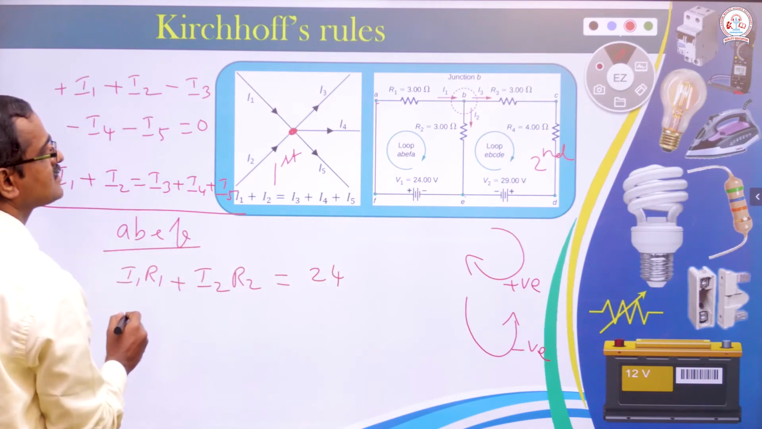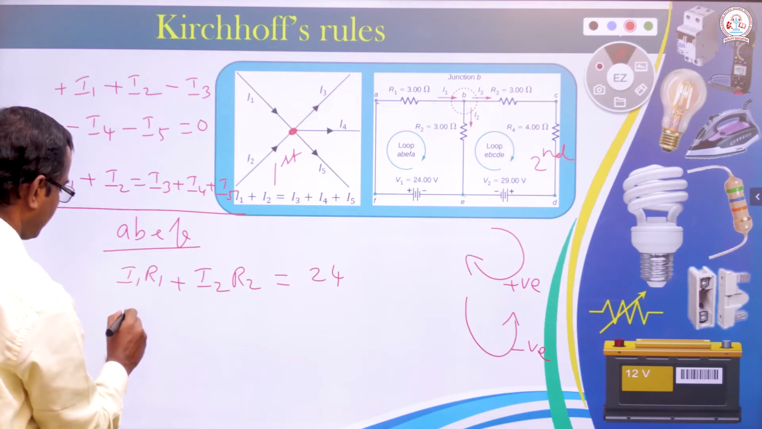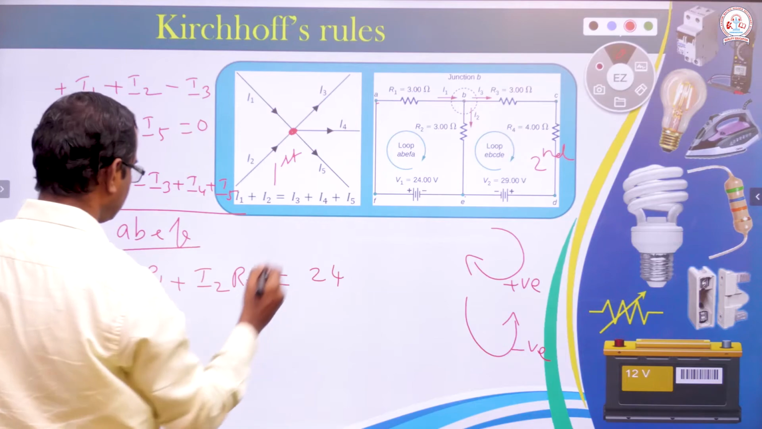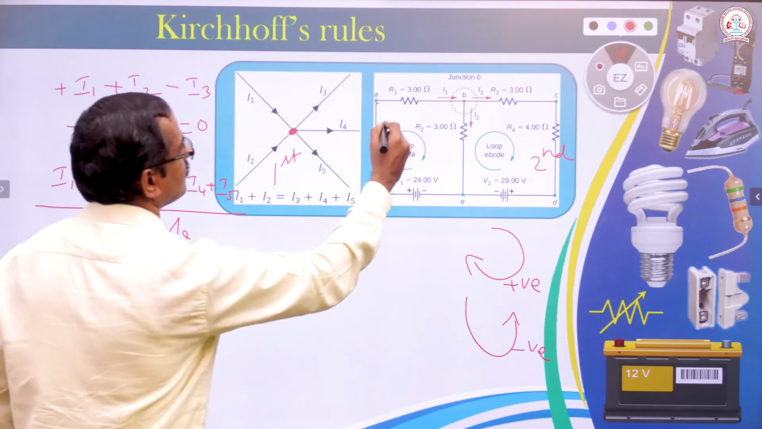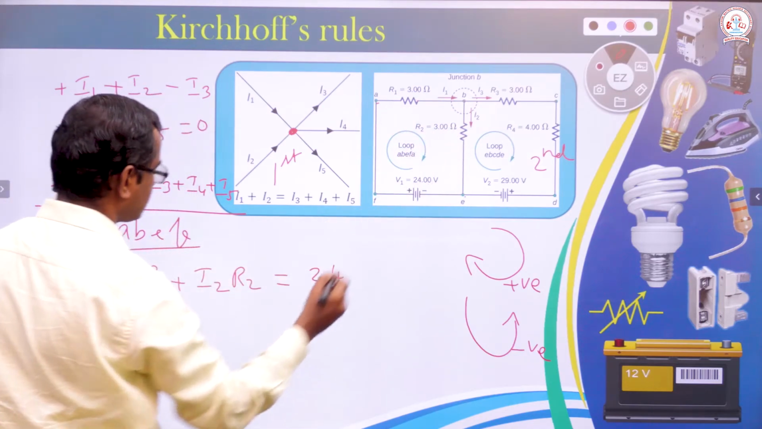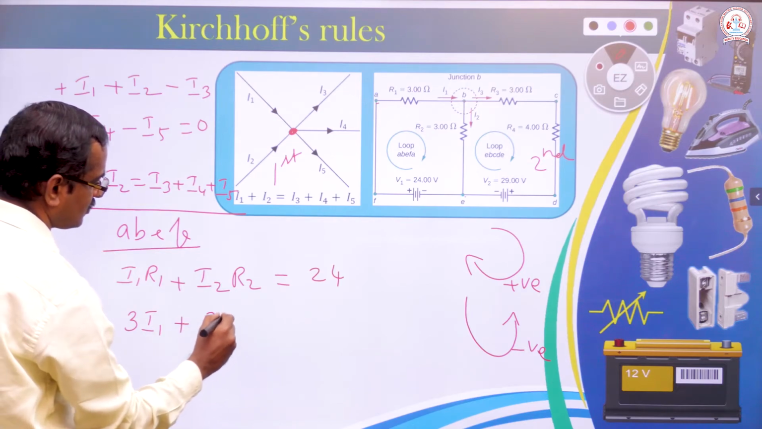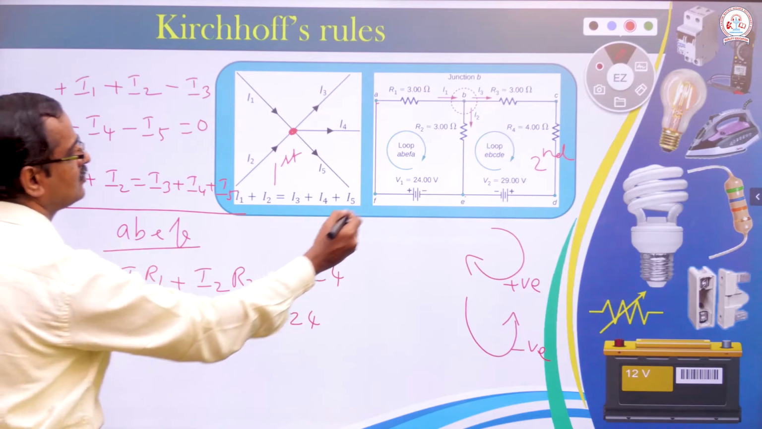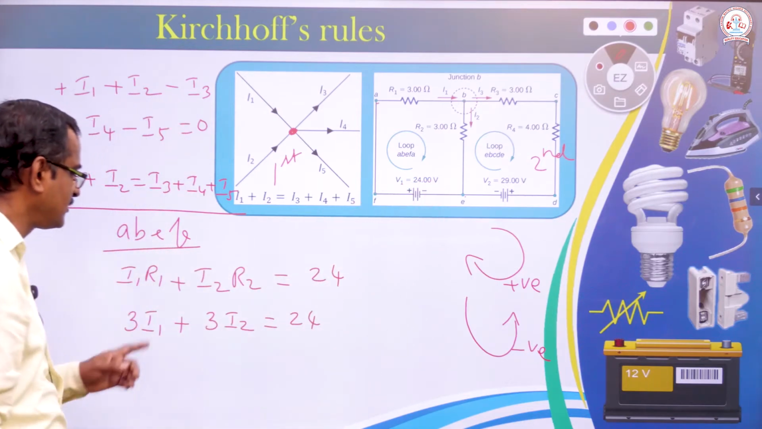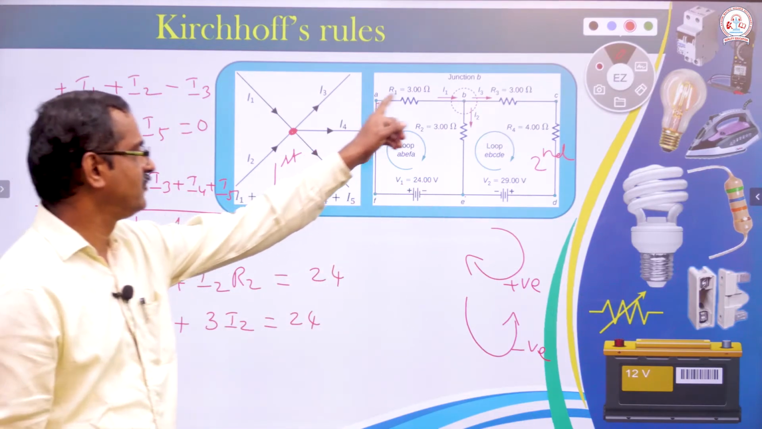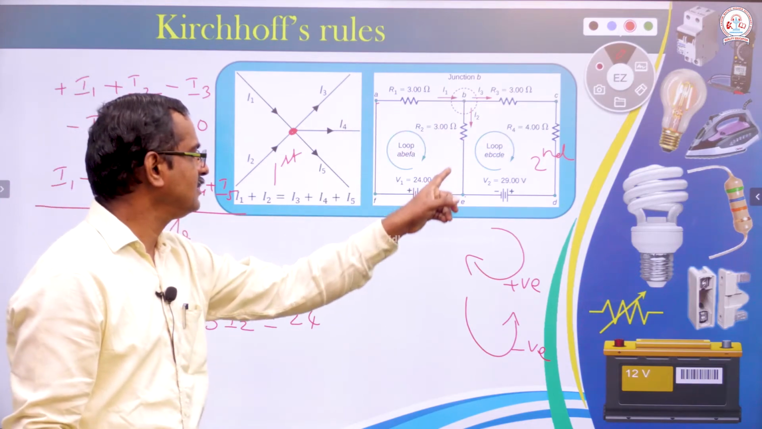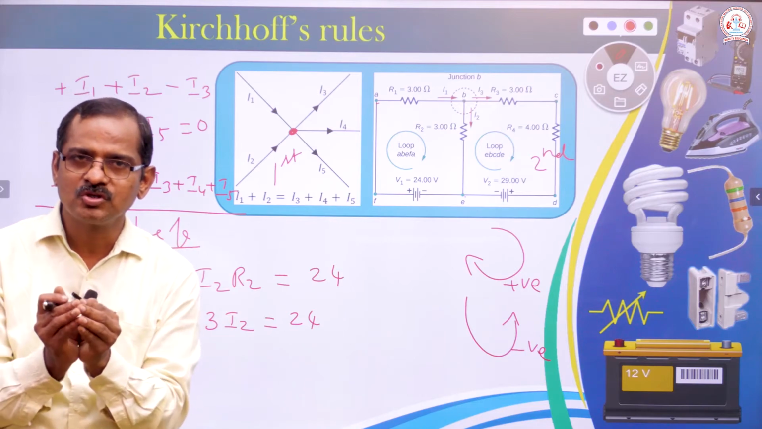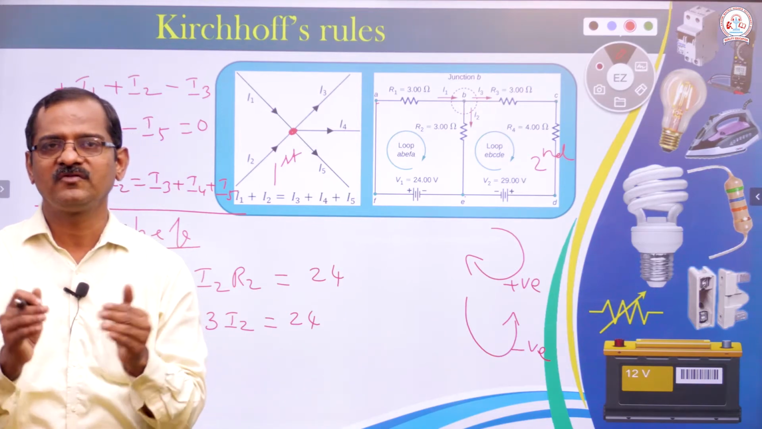Then it can be written as 3I1, because R1 is 3, isn't it? Therefore, 3I1 plus, you just see here R2 is also 3, therefore 3I2, that is equal to 24. This is the equation based on Kirchhoff's second rule for the closed loop A, B, E, F. Kirchhoff's second rule is applicable only for closed loops, not for an open circuit, not for an open loop.